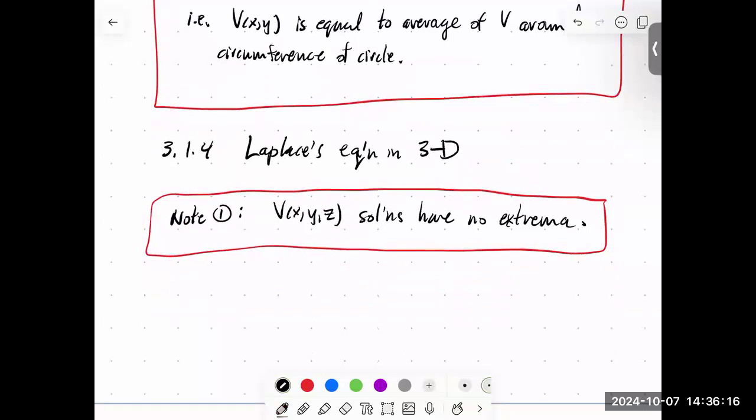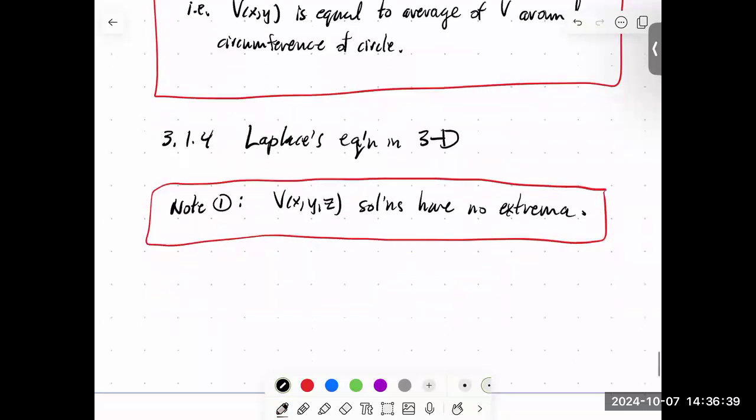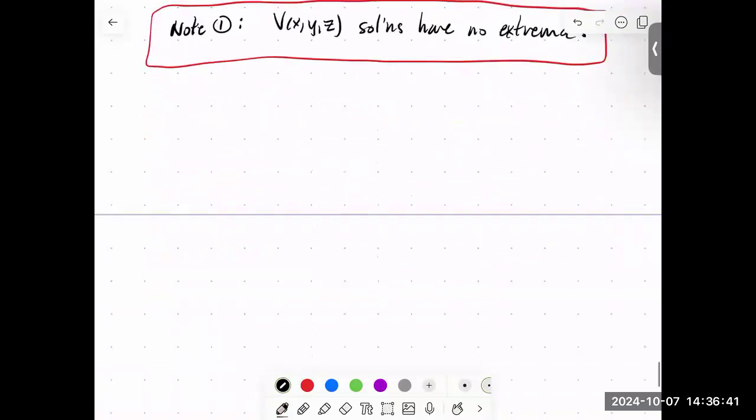The second note is that, instead of placing a circle around our point x, y, we're going to place a sphere around our point x, y, z. That sphere has radius r. If I average V of x everywhere over the surface of that sphere, it has to equal the value of the potential at the center of the sphere. And we'll do a proof of that one.